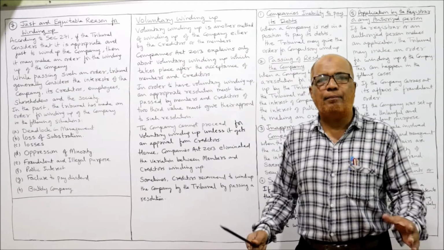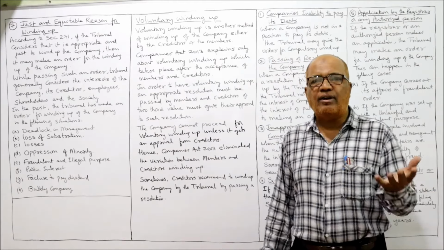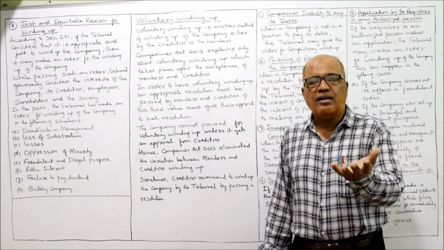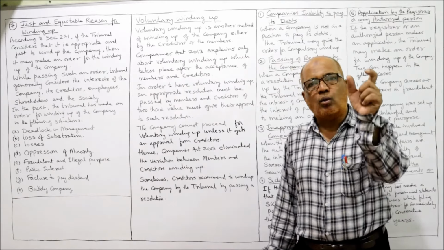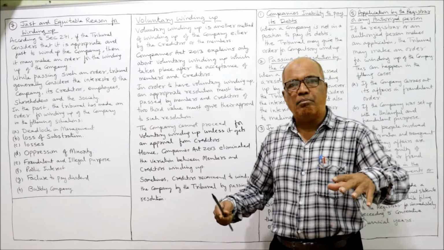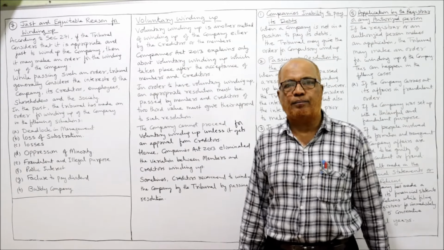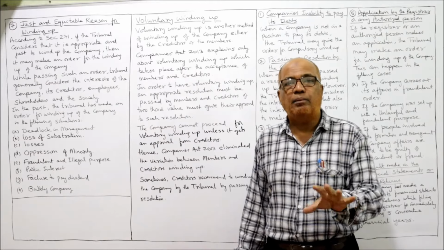Last one, bubble company. A bubble company means a company which is there only in the name. The company does not have any assets. The company does not have any foundation to run the business. So normally this bubble company will exist mainly to dupe the public, to extract money from the public, and will not run any business.